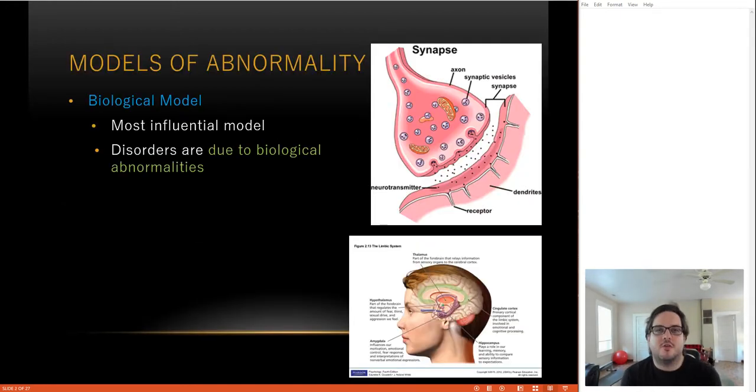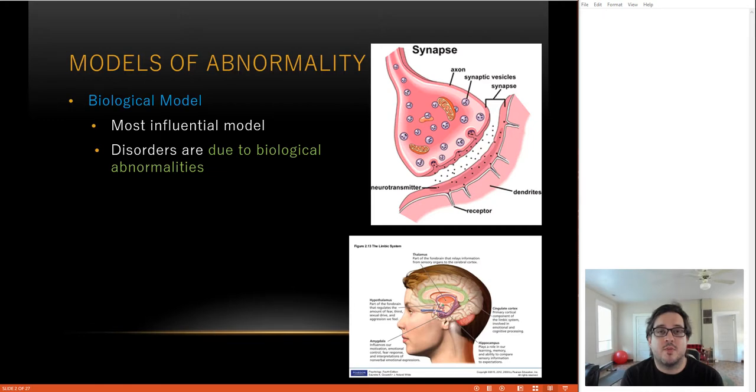And the most influential model that we can go over is, of course, the biological model. This should not surprise anyone in this class at this point. I have made a big deal about biology, about neurons, about axon terminals and synapses. Well, all of this comes to a head in this chapter, where most of what we know about psychopathology can really come down to an understanding of what goes wrong with the normal biology that you see within the nervous system. So this is the most influential model, and of course it argues that disorders are due to biological abnormalities.